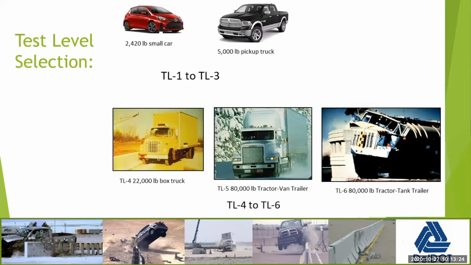So we're going to talk about the test level selection. What I want to note here is that test levels 1 through 3 are solely based on the small car and the pickup truck. The only thing that changes with those applications is the speed at which the vehicle is impacted. Not until we get to the TL4, 5, and 6 do we add in the large truck testing. What that essentially does in the TL4, 5, and 6 is take the TL3 test level and add that large truck test on top of it.